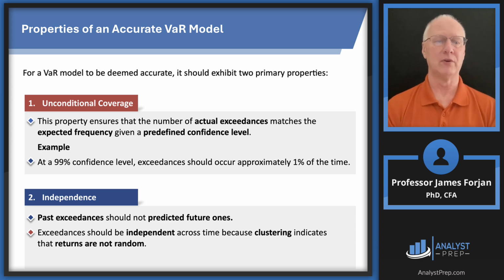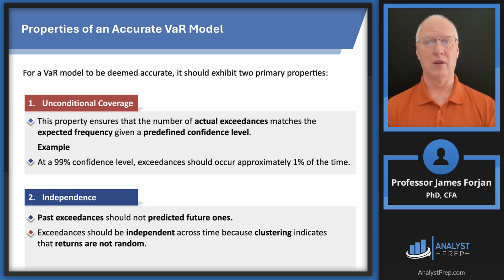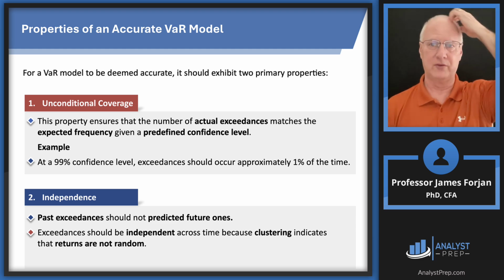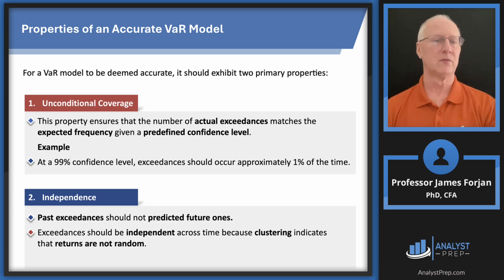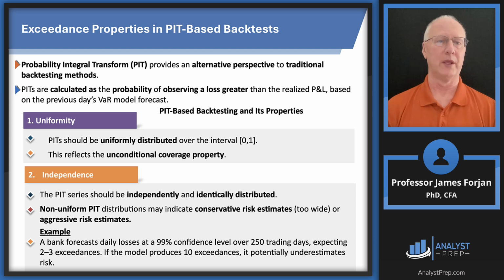So unconditional coverage is one, and then independence is another. That simply means that if we have a breach yesterday, we shouldn't have one today, or the probability of us having one today is back to whatever that 99% confidence level is. So unconditional coverage and independence. This is probably a good exam question in which GARP says, hey, here are some characteristics. Which one of these is appropriate?